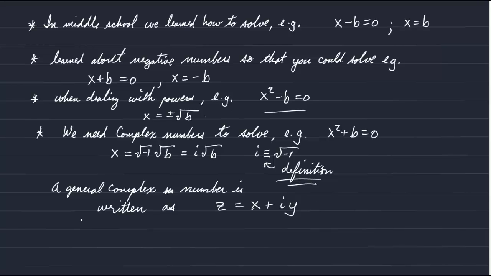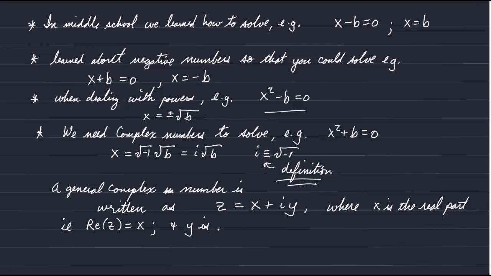So in this equation, x is the real part of z, that is, we would say that the real part, Re of z, is equal to x, and y is called the imaginary part. So we have a real part and an imaginary part.